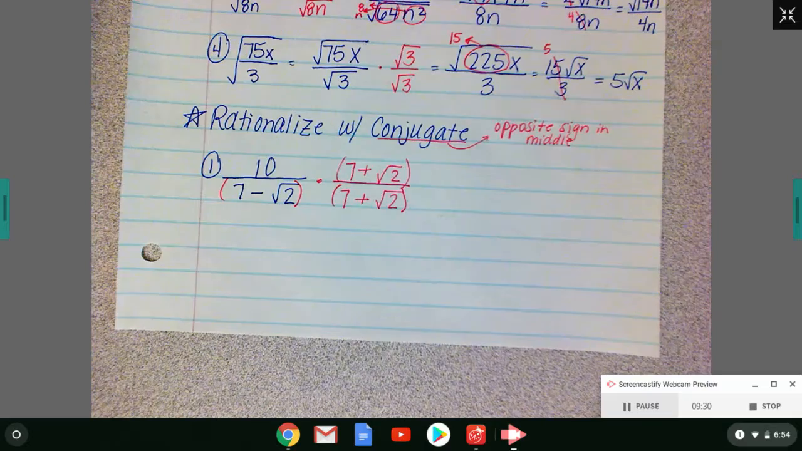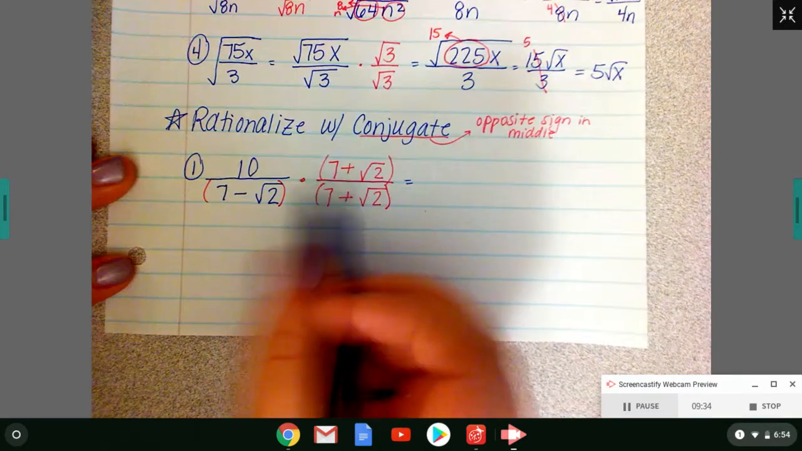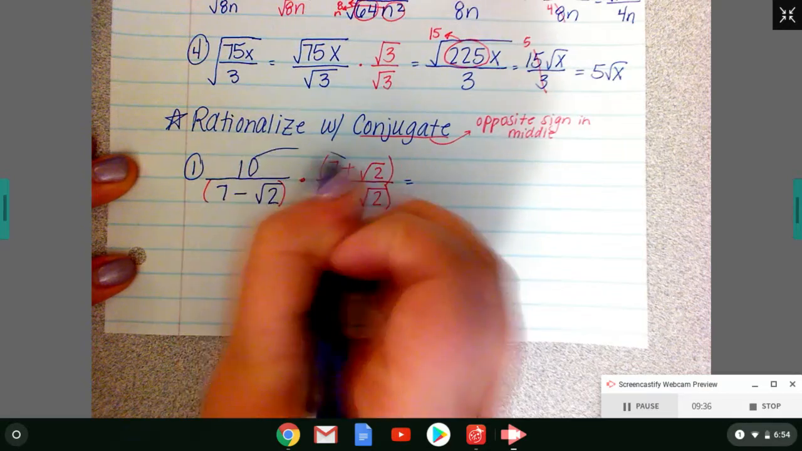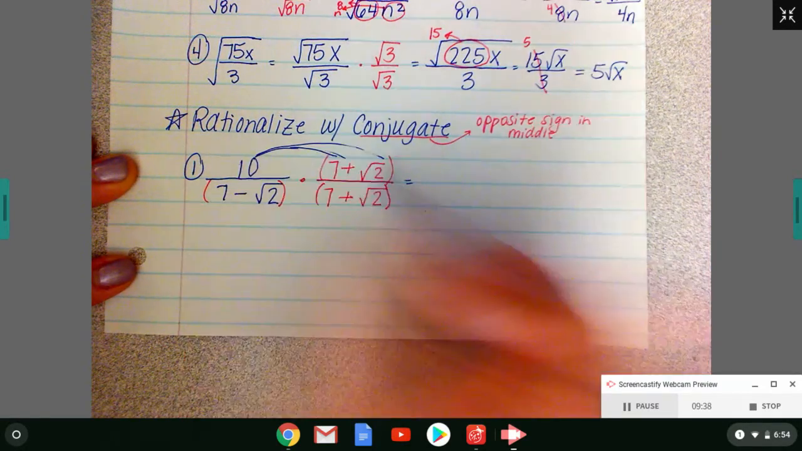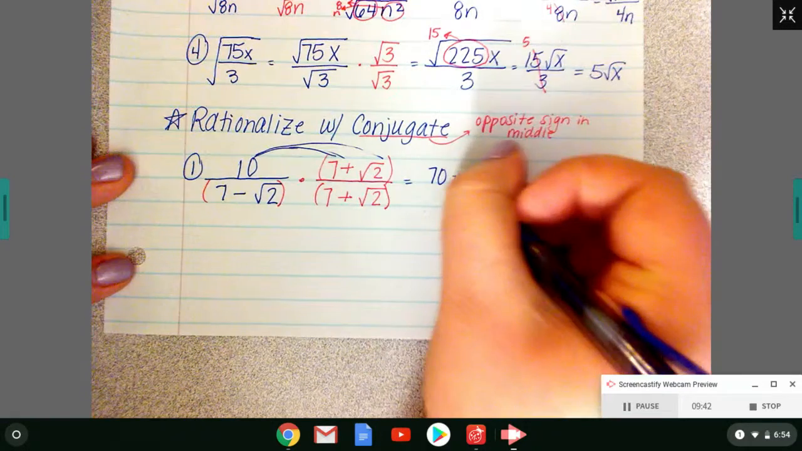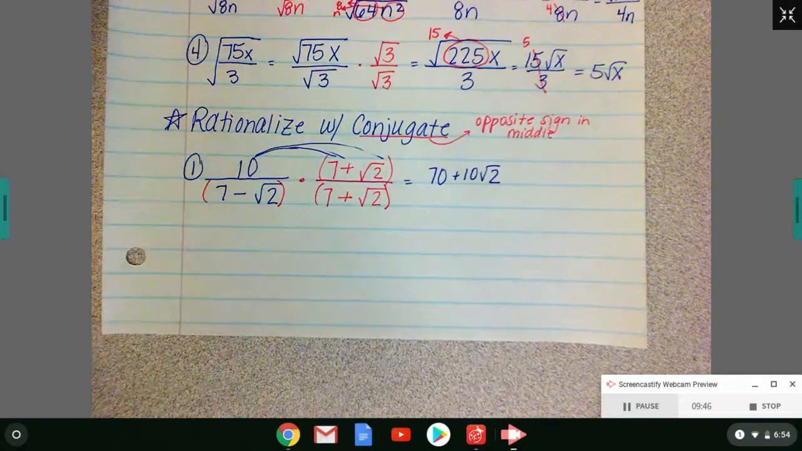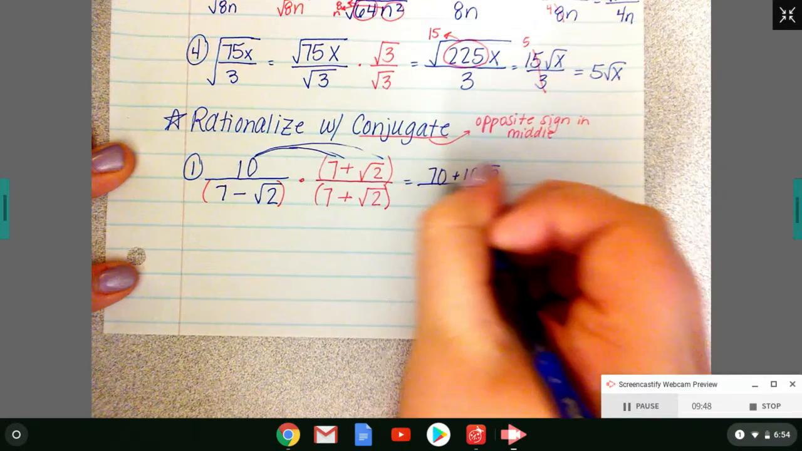All right, so let's check out how this one goes. On our top, we have 10 times the quantity 7 plus root 2. So that's going to be like a distribution here. 10 times 7 is 70. 10 times root 2 is 10 root 2. So got that. And then on our bottom, we'll do our FOIL.